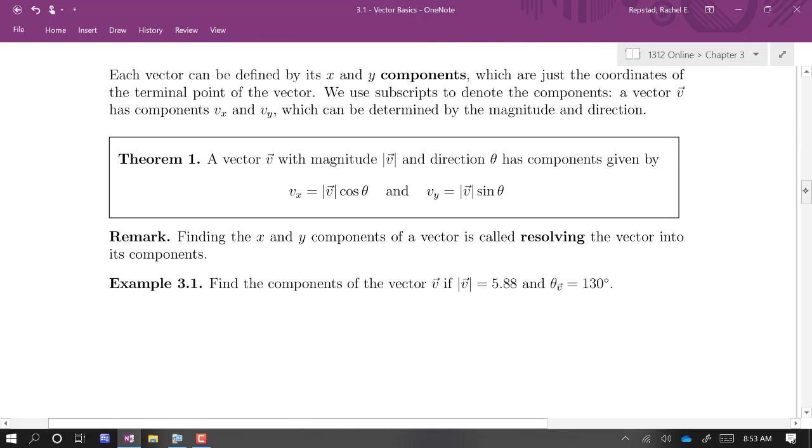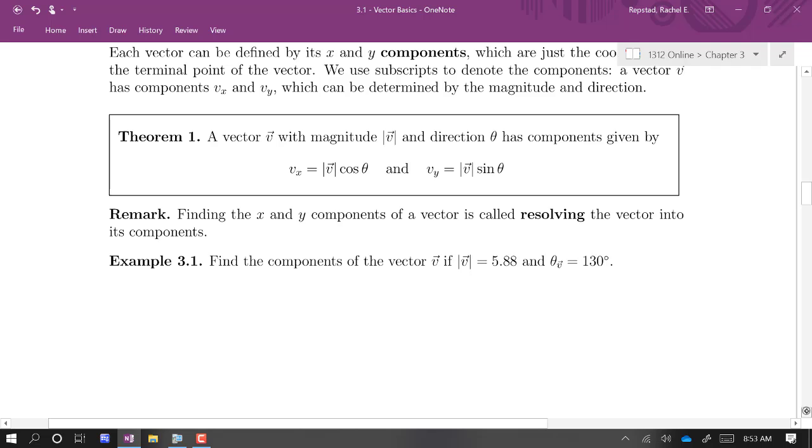So if you have a hard time remembering these formulas, or remembering which formula goes with which component, you can always recreate it. If you sketch the vector and drop down the perpendicular, you can use SOHCAHTOA. So let's do an example.